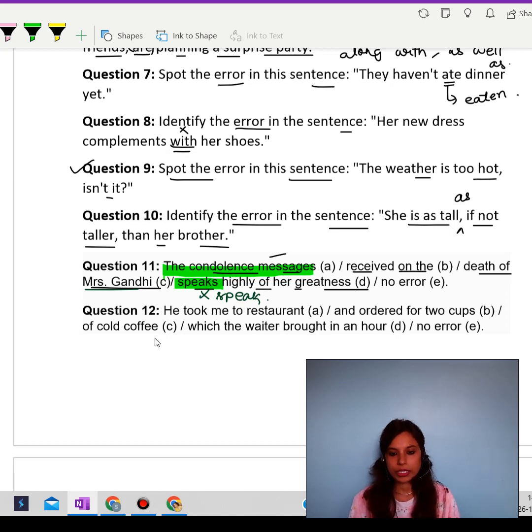Next, he took me to the restaurant and ordered for 2 cups of cold coffee, which the waiter brought in an hour. So he took me to the restaurant and ordered for 2 cups of cold coffee, which the waiter brought in an hour.